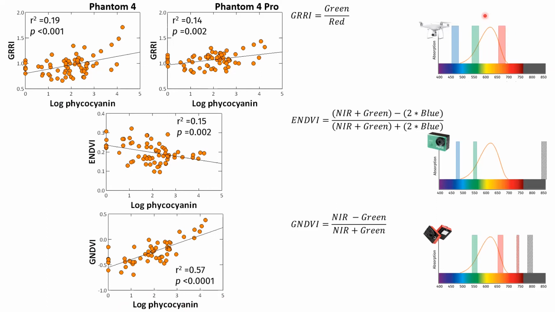And I want to point out that we don't really trust our phycocyanin data as much, because as you can see, none of our sensors measured this reflectance, this absorption peak at 620. So we think that what's happening here is that phycocyanin is just correlated to chlorophyll. So it's estimating chlorophyll at the end of the day.